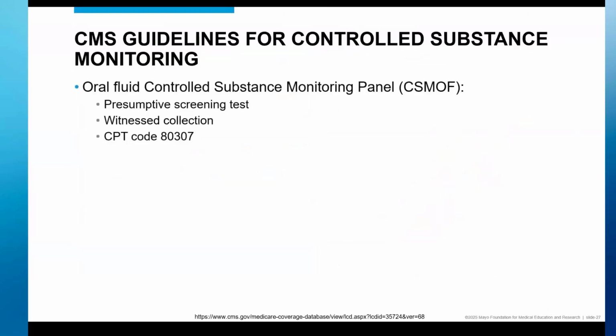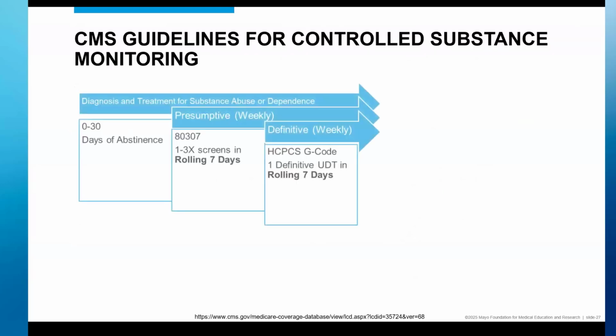As far as how this testing is reimbursed and coded, this test is coded using the CPT code 80307. It is a screening immunoassay type test, and it is set up as a witnessed collection protocol. Now, how does this fit into payers and CMS guidelines for controlled substance monitoring? One of the things to note is that CMS does have some guidelines for the diagnosis and treatment for substance use, abuse, or dependence.